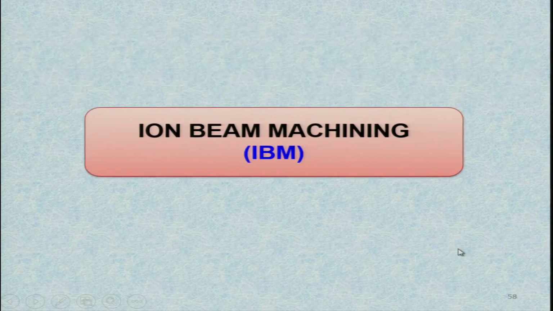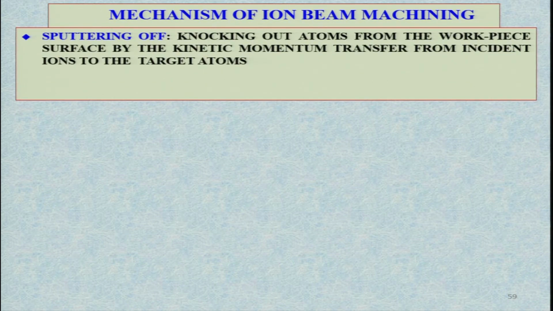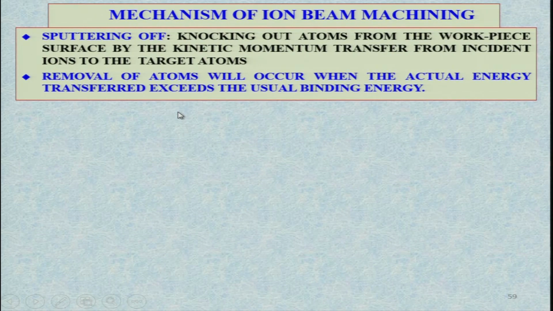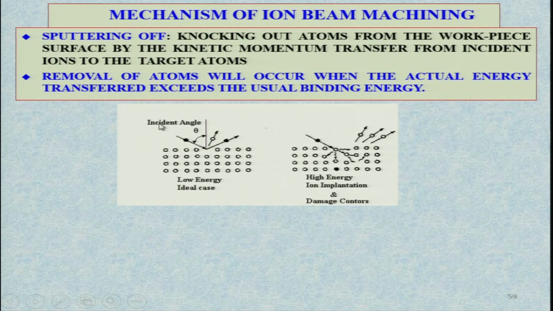Now, another very important process is ion beam machining. As I mentioned to you earlier also, normally it is kept in the mechanical type of micromachining process, but in general authors have put it in the thermal process. That is why I have also put it in the same way. Mechanism of ion beam machining or ion beam micromachining: sputtering, or knocking out atoms from the workpiece surface by the kinetic momentum transfer from incident ions to the target atoms. I will explain it briefly here. Now, you can see here, this is the incident ion.